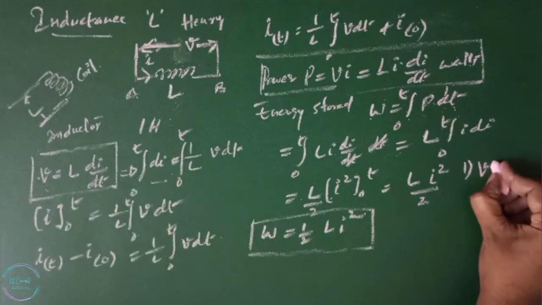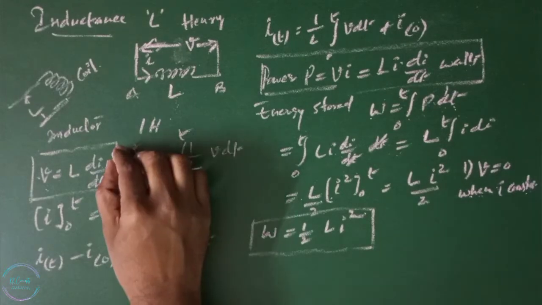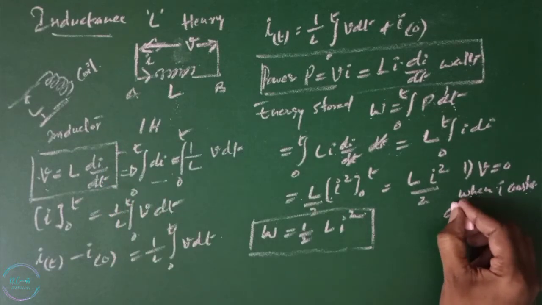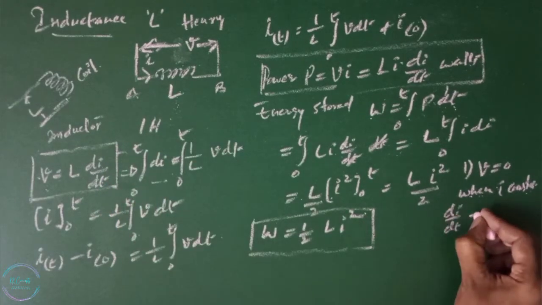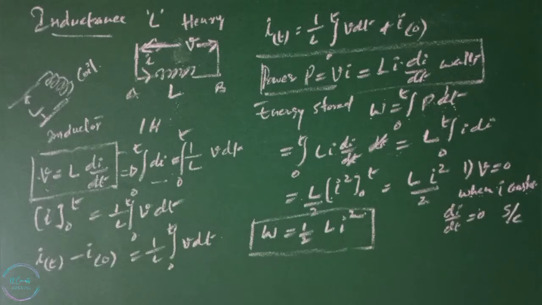First conclusion, V equals 0 when I is constant. From this equation we can say di by dt equals 0, which means the changing current is 0, or the current passing through it is constant. Then it acts as a short circuit.